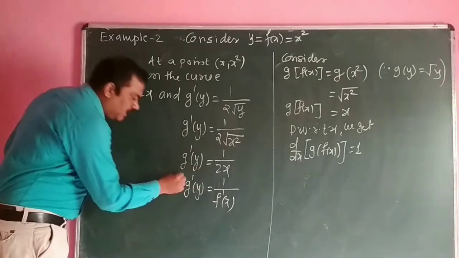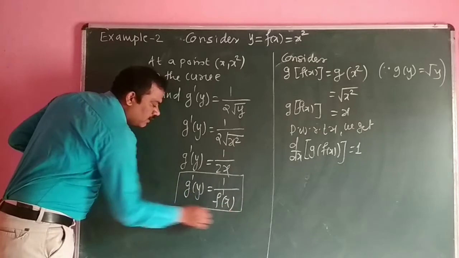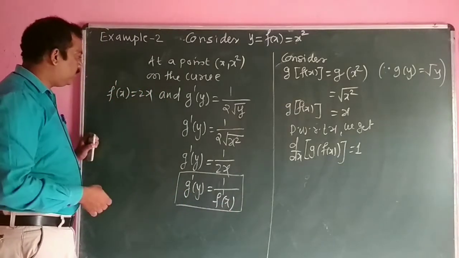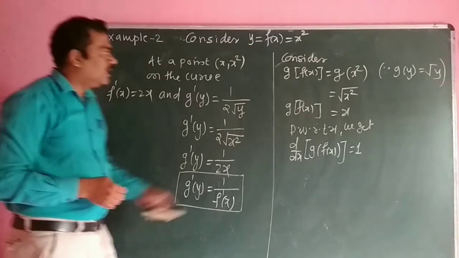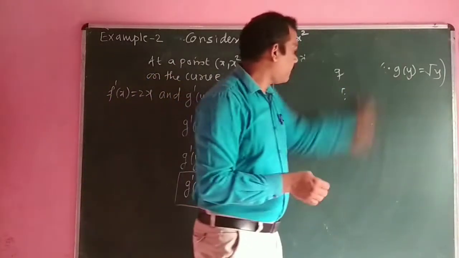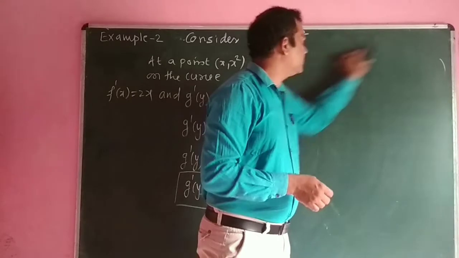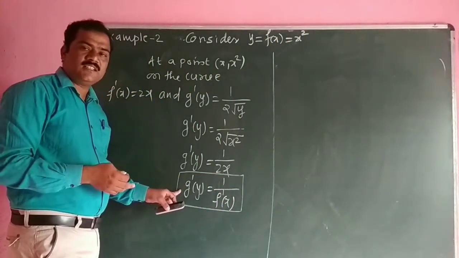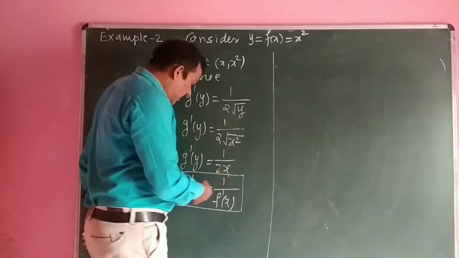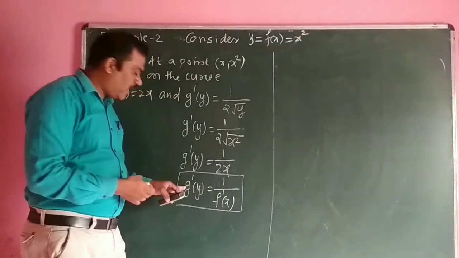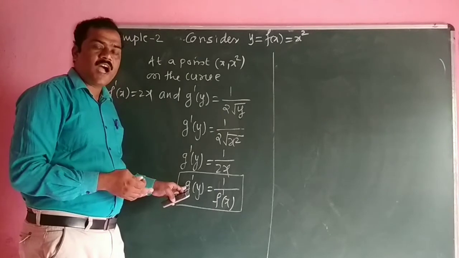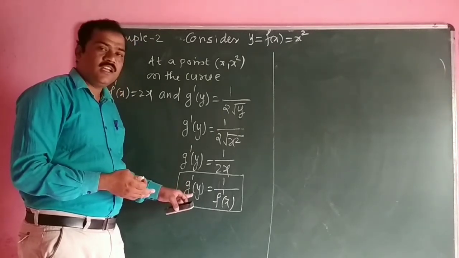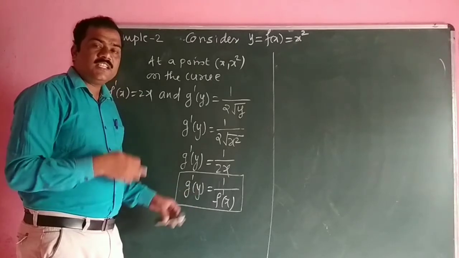We have to understand the meaning of this. g dash of y is equal to 1 upon f dash of x. What is the meaning of this? That we have to first understand. So now g dash of y, what do we consider the g dash of y? g dash of y means the derivative of g of y with respect to y. And what is the g of y?